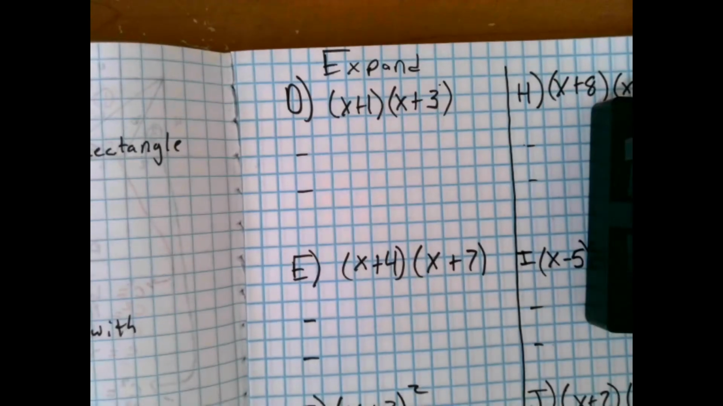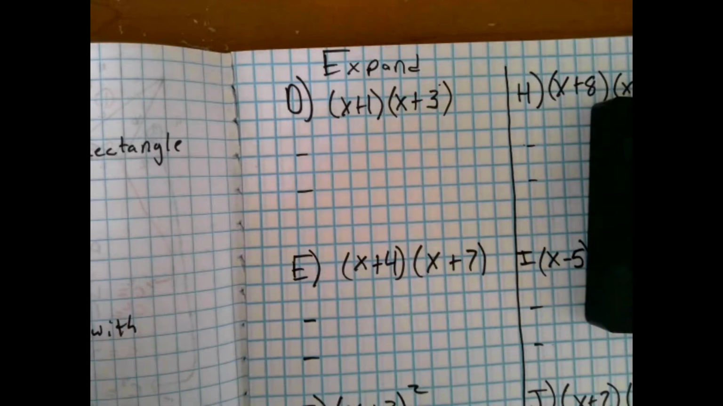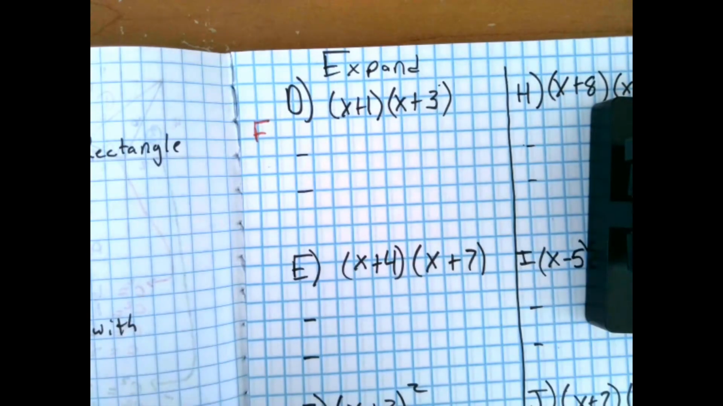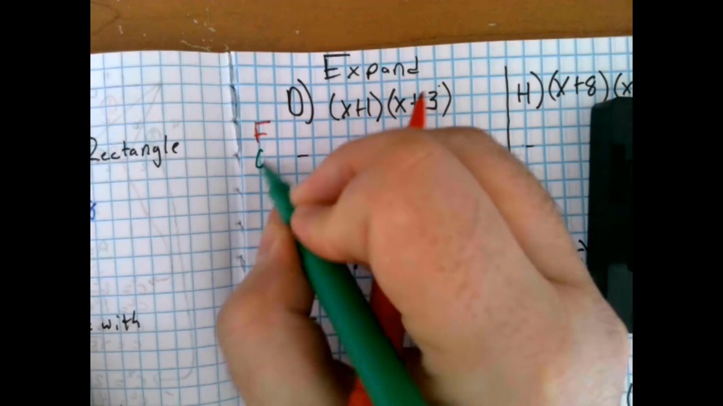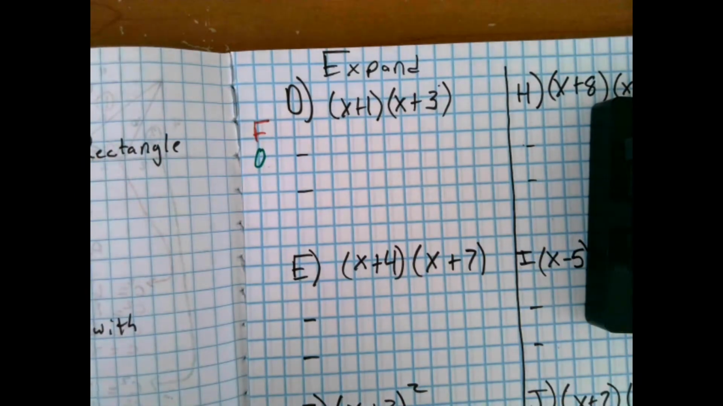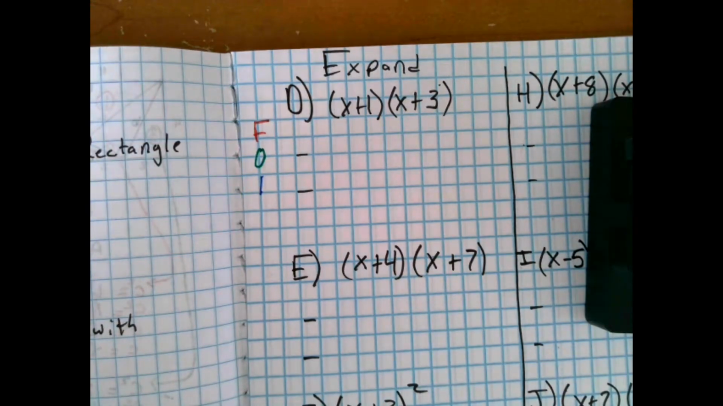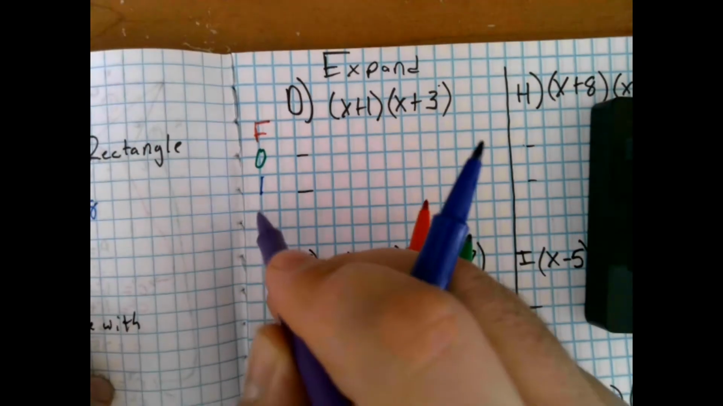So, starting with option D, expand. We have x plus 1 times x plus 3. Now the first term in each of them, because remember, FOIL is first, outside, inside, and then last.